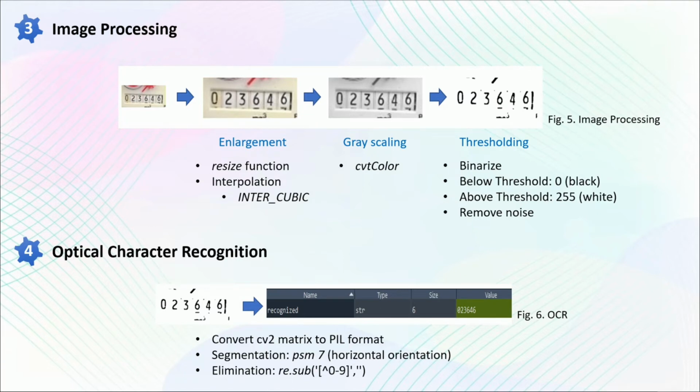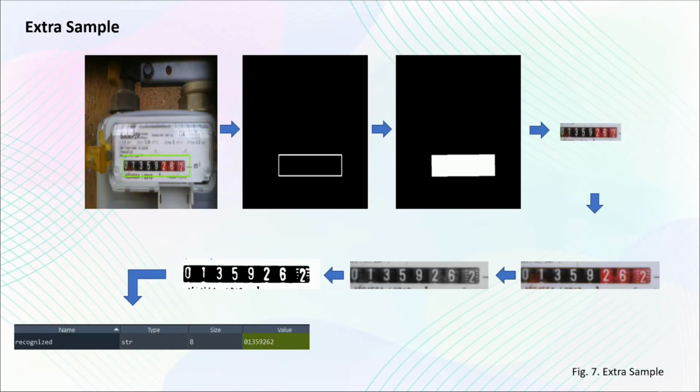Next, the segmentation mode of PSM 7 is used as the characters are in horizontal orientation. The re.sub function is used to eliminate unnecessary spacing and symbols being recognized. Figure 6 shows the output of the OCR as in string data type, indicating the success of digitization. Here is another sample of meter image being recognized and digitized.